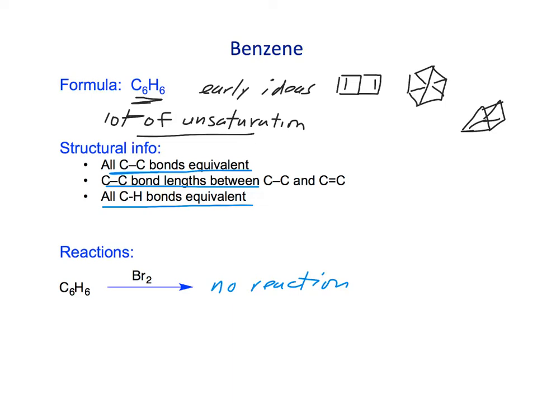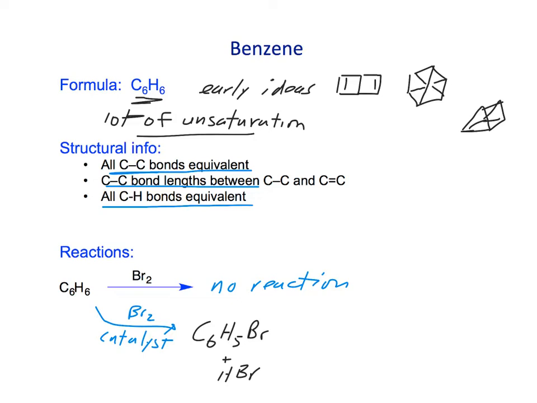So what they did figure out, though, is that if they took bromine and they added a catalyst, they could get a reaction to take place. Okay? And when this reaction took place, though, it didn't do an addition reaction. It did a substitution reaction. Okay? So it had completely different chemistry.